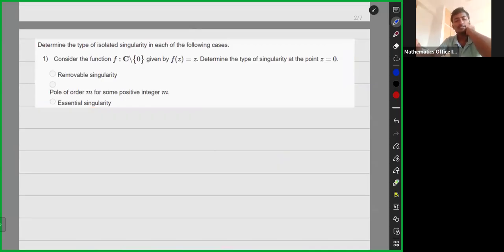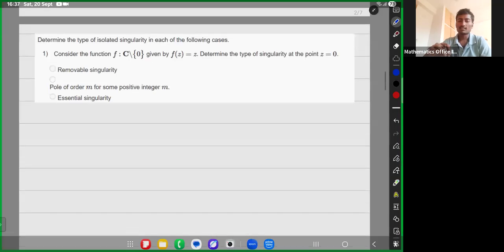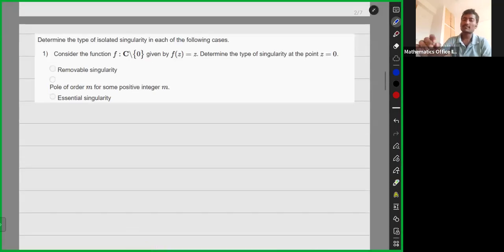So the first question is to determine the type of isolated singularity in each of the following cases. Removable: f is defined on C minus 0, and it is defined equal to the identity function. At 0, we have to check which kind of singularity it is.